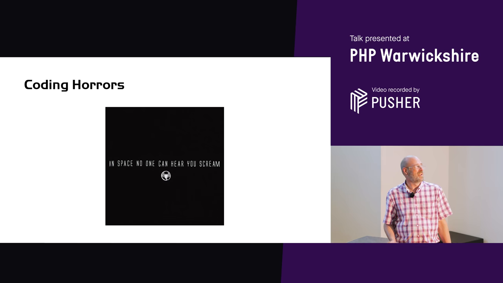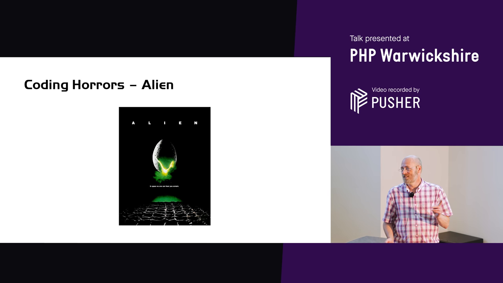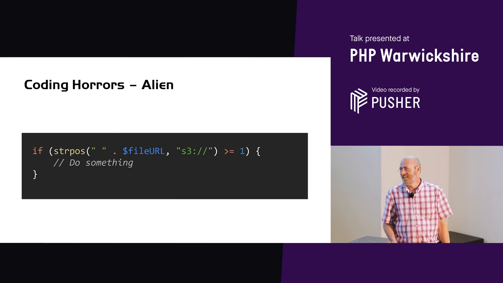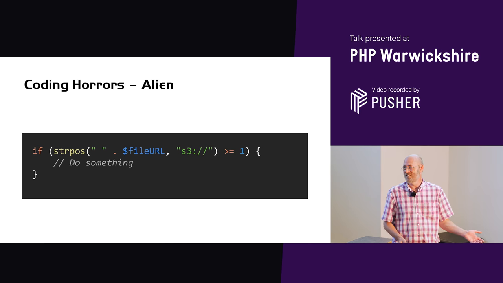Yeah, the original Alien film. And what's the significance here with code? It's the space. Look in horror. What this code is doing is checking to see whether the string, file URL, begins s3:// Why is this horrible? It actually works. 100%, it'll pass every test you throw at it. If you think about it, it's actually quite a clever workaround, but it's a workaround to a problem that doesn't exist.